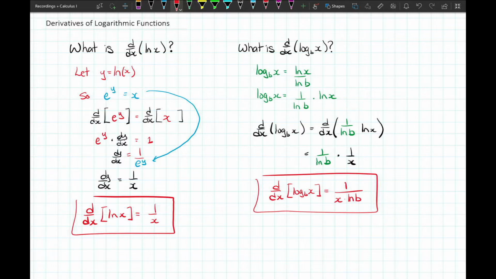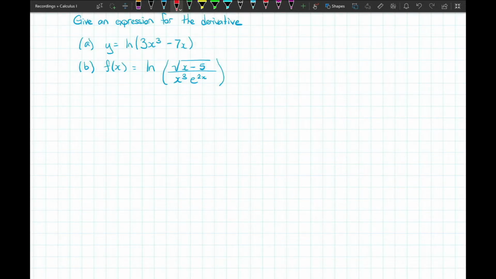All right, with these two rules now, we can take derivatives of just about anything. And remember, there's lots of rules with logarithms that can actually help us to simplify before we take the derivative. The logarithm of products, quotients, and powers can sometimes be simplified by the properties of logarithms. Let's just try a couple examples. All right, here we got a couple examples. We have y equals the natural logarithm of 3x cubed minus 7x, and another question here with f of x that's definitely a much more involved looking logarithm.